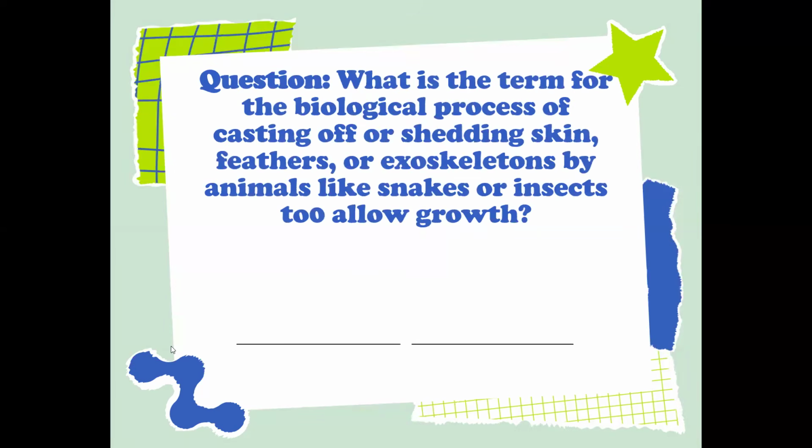Next, what is the term for the biological process of casting off or shedding skin, feather, or exoskeleton by animals like snakes or insects to allow growth? The answer is molting.